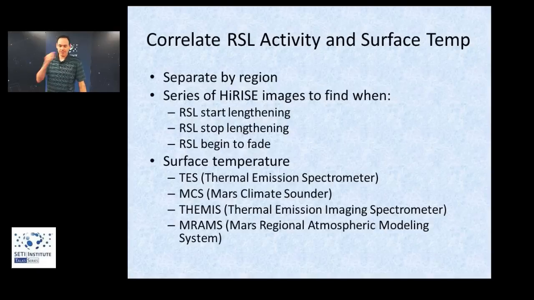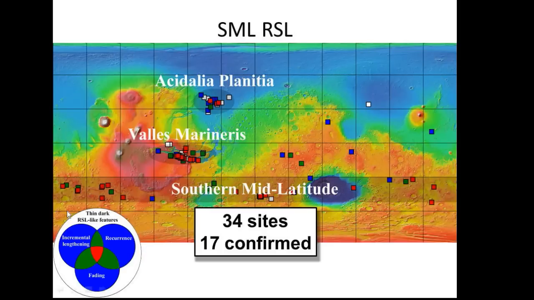Okay, so what I'm going to do now is correlate the RSL activity with surface temperature. We separate by region and look at a series of these HiRISE images. We're looking at where the RSLs start, when they start lengthening, when they stop lengthening, and when they begin to fade. We have surface temperatures from TES, MCS, and THEMIS, and we also do some modeling. That's what Tim Michaels does, a model to figure out what the surface temperatures are.